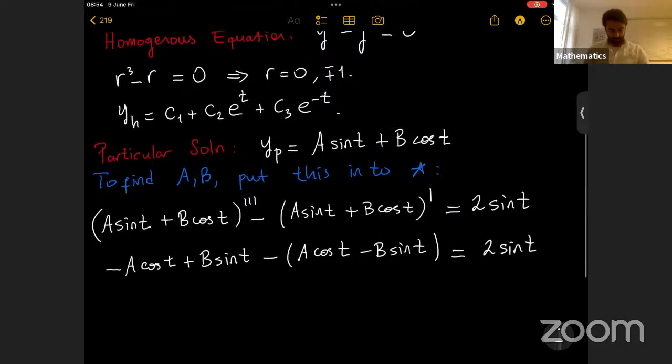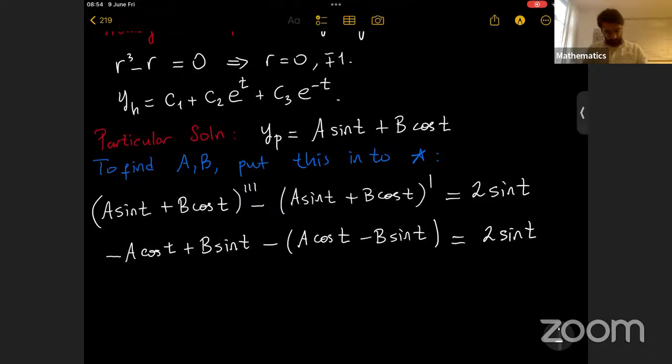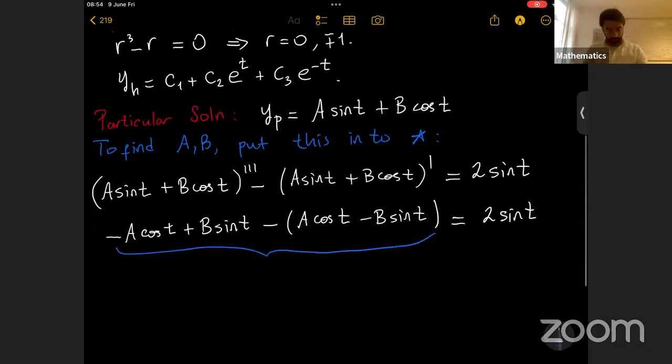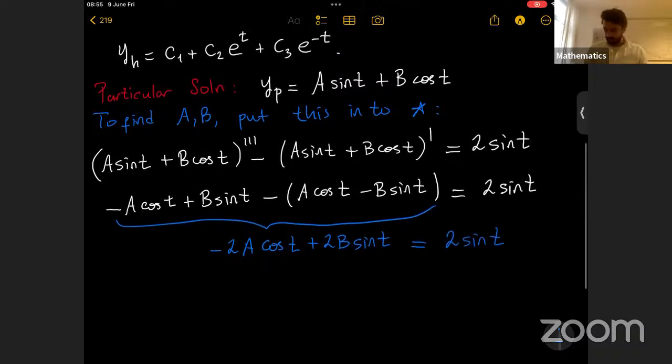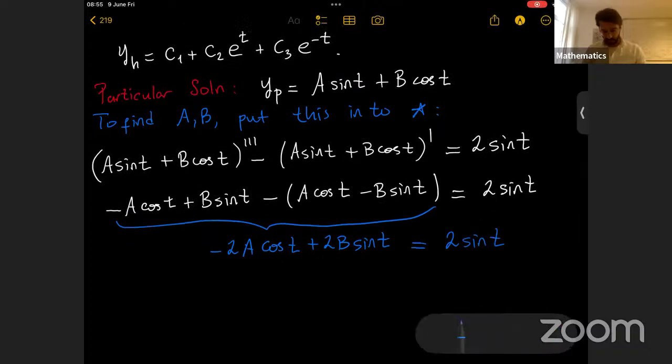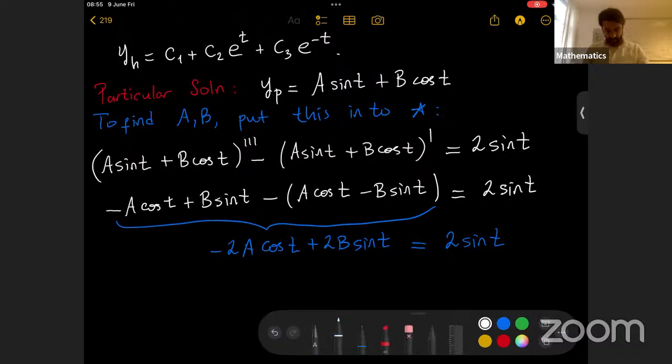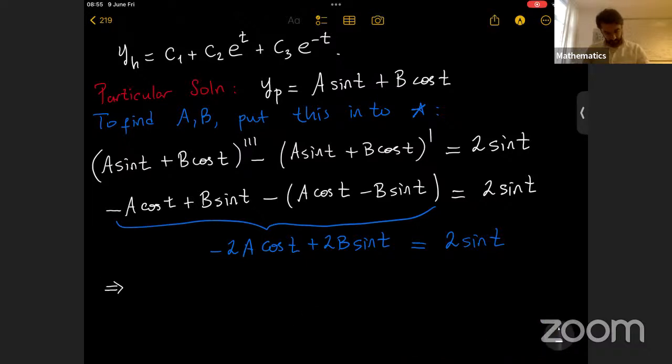And from here, this is nothing but minus 2a cosine t plus 2b sine t. It's equal to 2 sine t, which implies a is equal to 0 and b is equal to 1, right? Because there is no cosine on the right hand side, so this tells you a is 0 and b is 1.